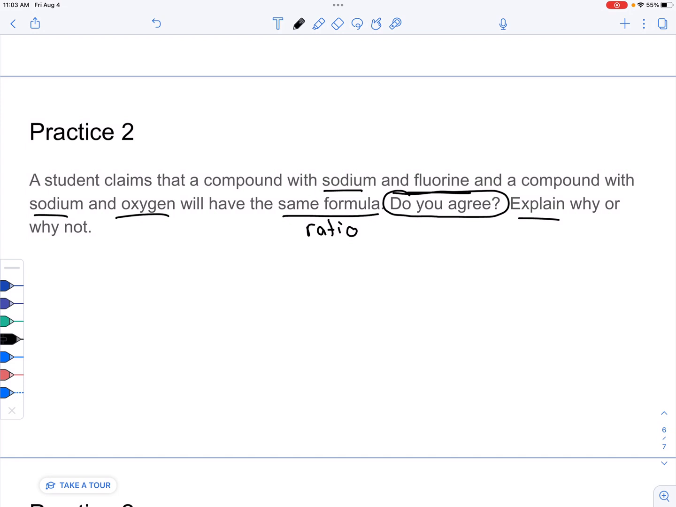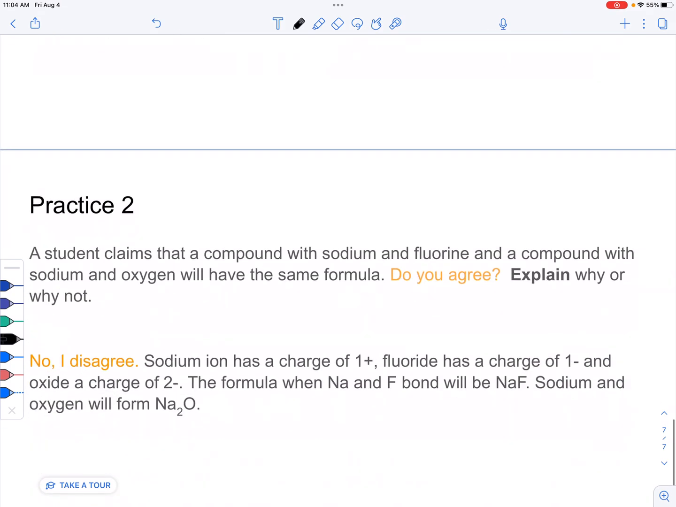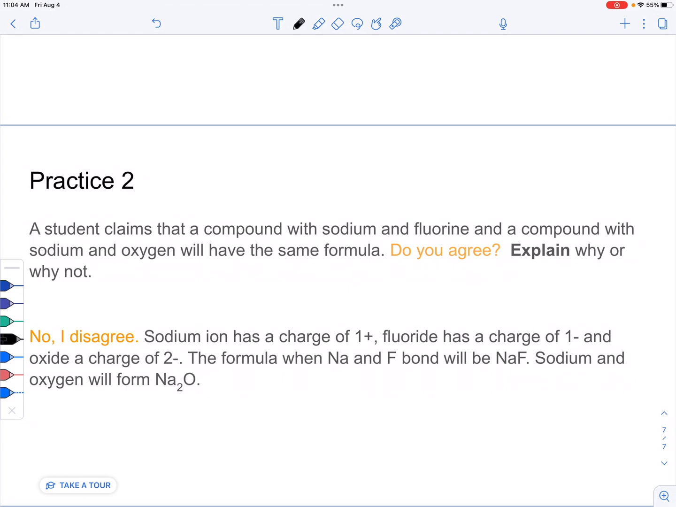Okay, so let's think about what we know. Okay, they both have sodium. Sodium is a +1 charge ion. All right, now fluorine on the periodic table is a -1. Oxygen is a -2. All right, so will they form the same ratio? No, they will not. And then explain why or why not. And you're getting at the evidence is the charges that they're going to form. So you should say no, I disagree. Sodium ion has a charge of +1, fluoride a charge of -1, oxide a charge of -2. So really, you're presenting your evidence there.